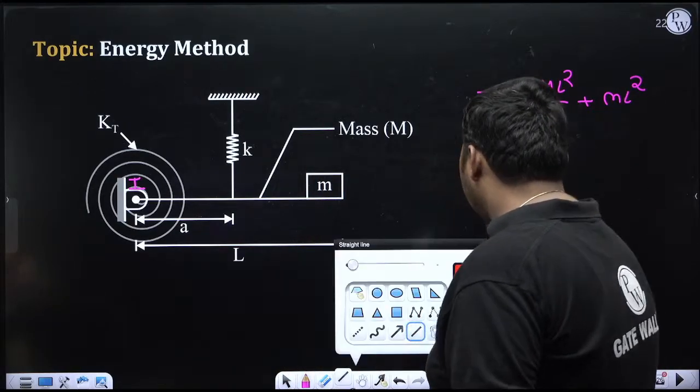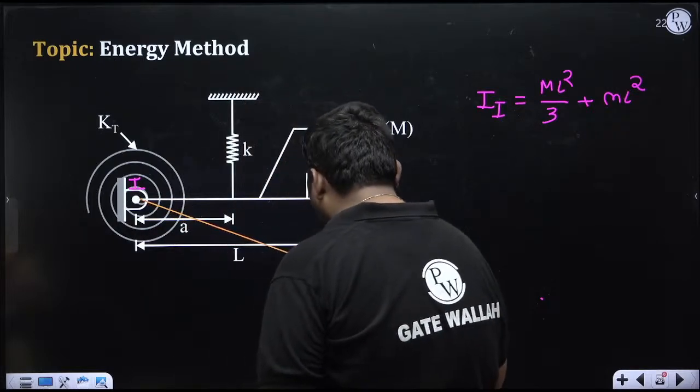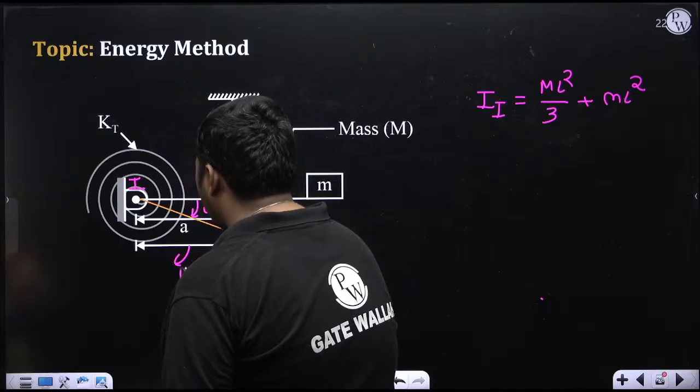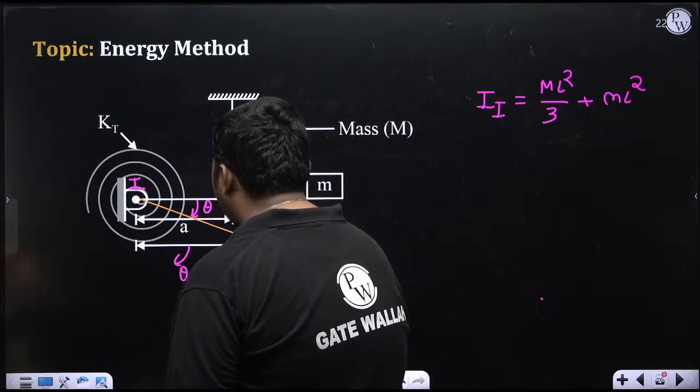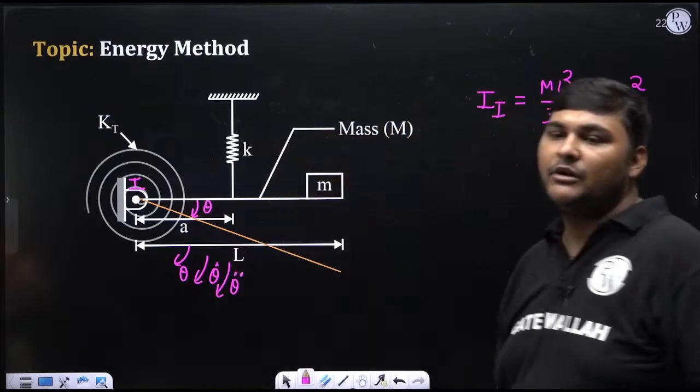Now what I am doing, take any position during vibration in which this rod has rotated by theta angle from its mean position, and right now I have taken theta clockwise. Now angular displacement is theta, so velocity will be theta dot, and angular acceleration will be theta double dot for this rod.